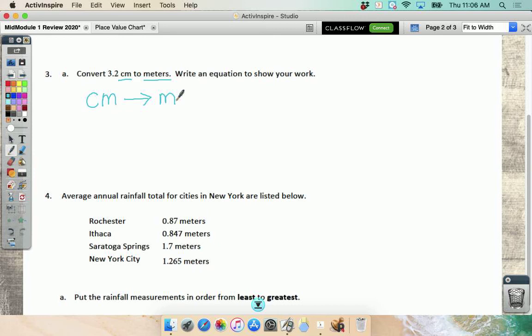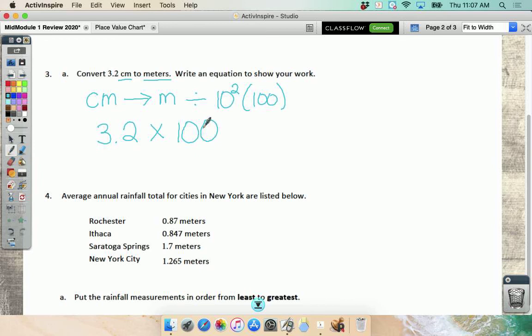So if I go from centimeters to meters, what do I do? Divide by 10 to the 2nd power, which, what number is that? 100. Okay? So get your little formula written down. That's the first thing you need to do. And then we're going to make a problem. 3.2 times 10 to the 2nd power or times 100.